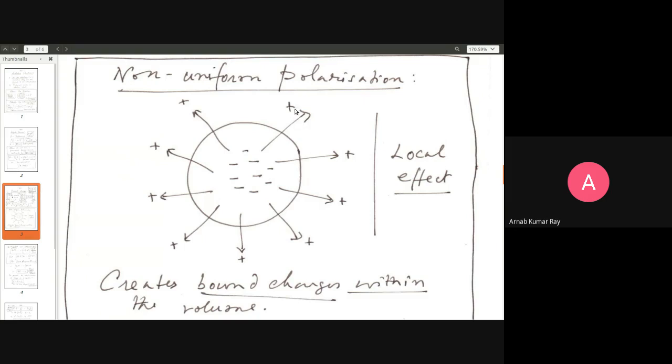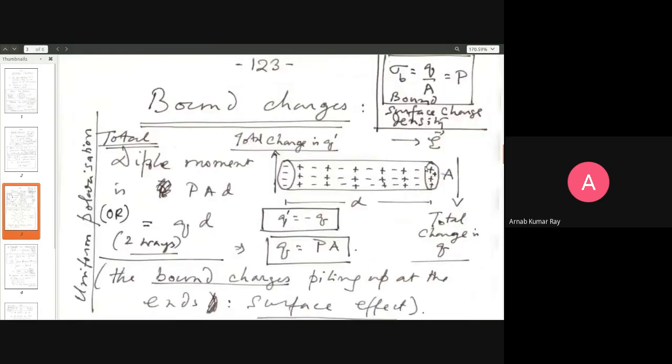You can immediately see why I'm calling this non-uniform polarization. First, let us count the charges. 1, 2, 3, 4, 5, 6, 7, 8, 9 plus charges. And likewise, there will be 9 minus charges. 1, 2, 3, 4, 5, 6, 7, 8, 9. So 9 minus charges and 9 plus charges. However, now you note one thing. Here, 4 plus charges and 4 minus charges were packed in the same area. Plus charges and minus charges were packed in the same area. Therefore, the polarization could be termed as uniform.